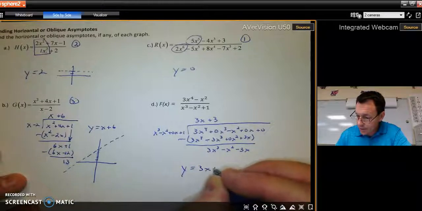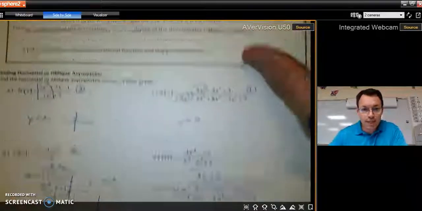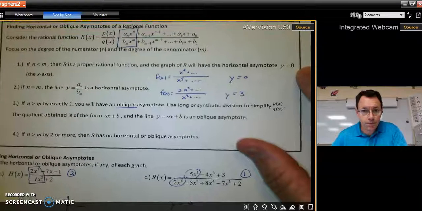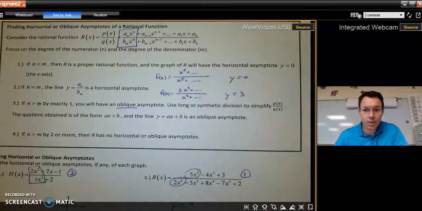So as bad as that division looked, it looked like it was going to take us forever, this is your answer. So today, take a look at your homework. We're focusing on horizontal and oblique asymptotes. Keep those rules handy so that you know what to do and what you're looking for to figure out where the horizontal or oblique asymptote is.